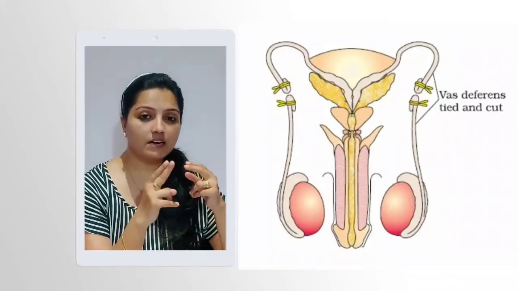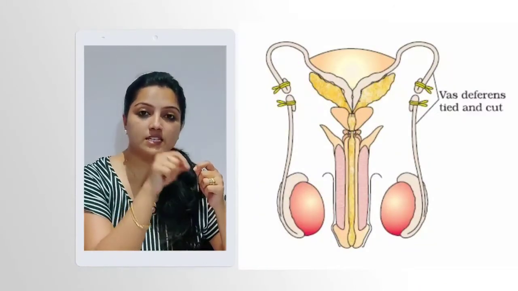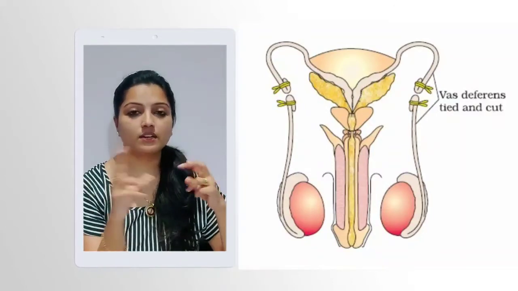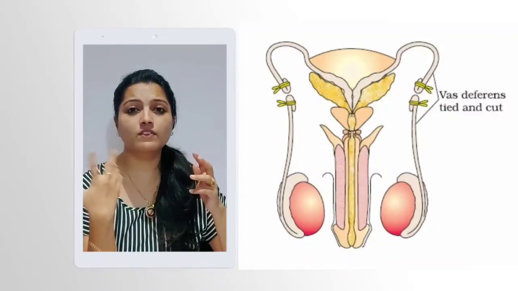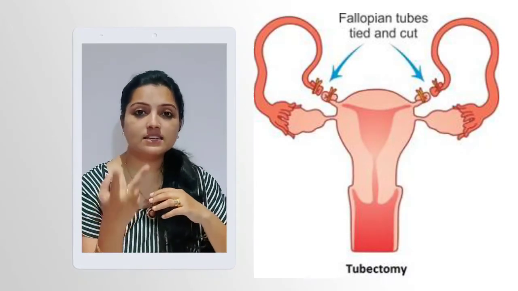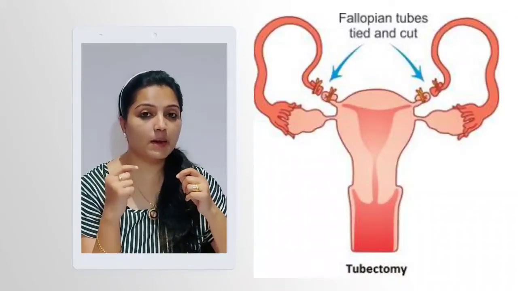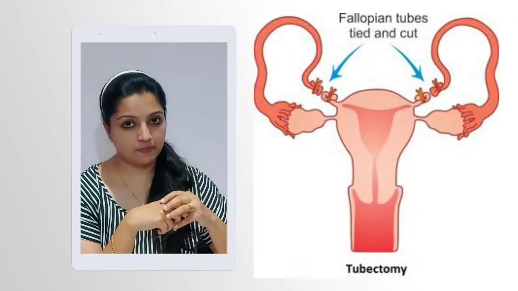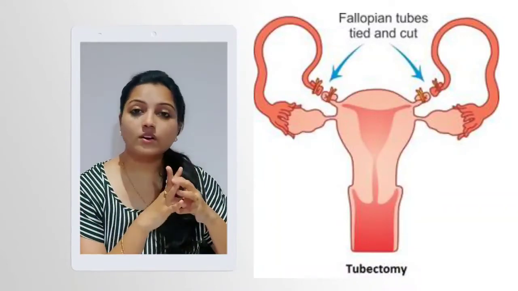Now surgical methods means what? Through operations. What kind of operation here? Vasectomy, in males: the vas deferens is cut and tied. So what happens? The sperm does not get released, so it cannot go on with the process of fertilization. In the same way, tubectomy for females: here the oviduct is cut and tied, so the ovum does not come in contact with the sperm. That is the reason it is known as a contraceptive method. One of the contraceptive methods is the surgical method, wherein we have vasectomy as well as tubectomy.